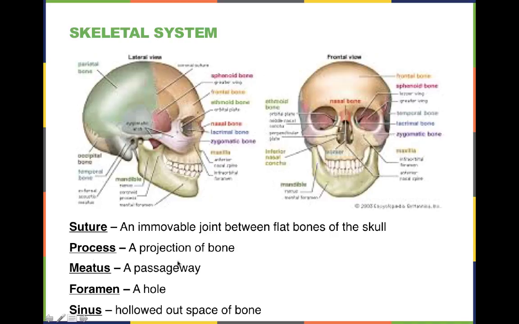And then lastly, we have hollowed out areas. The maxillary area is hollowed out, that's called the maxillary sinus. There's frontal areas hollowed out, that's called the frontal sinus, and there are various sinuses throughout the head.